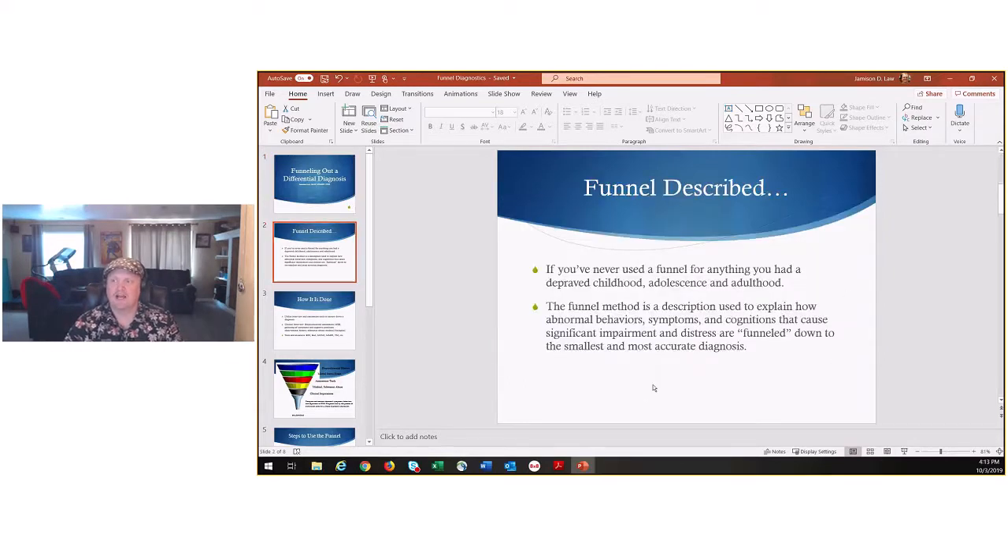Funnel, as it's described. If you've never used a funnel for anything, you had a depraved childhood. That's a joke, a bad one. The funnel method is a description used to explain how abnormal behaviors, symptoms, and cognitions that cause, and this is the important part, significant impairment and distress. Symptoms must be doing that, or else they're not a diagnosis. Somebody wakes up one day and just says they're depressed. That doesn't mean they have depression. So symptoms must be present for a certain amount of time and must cause impairment and distress.